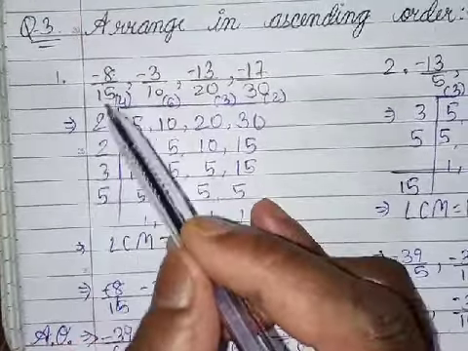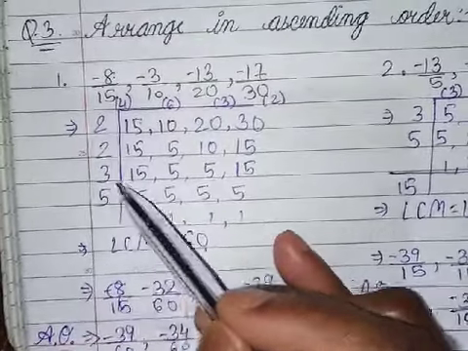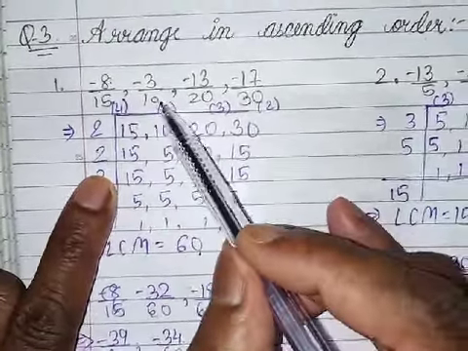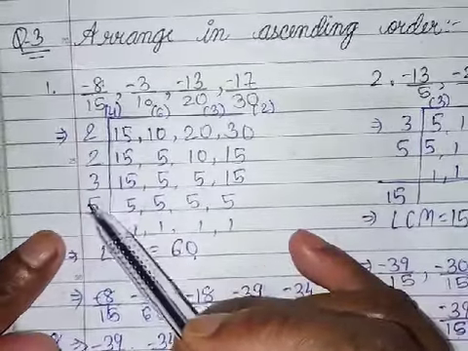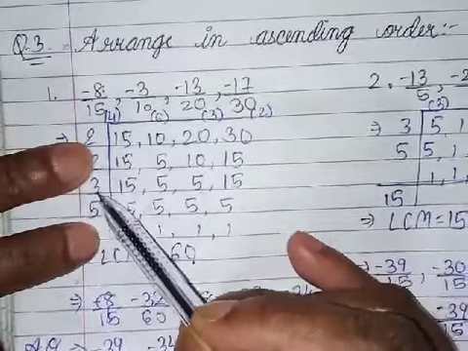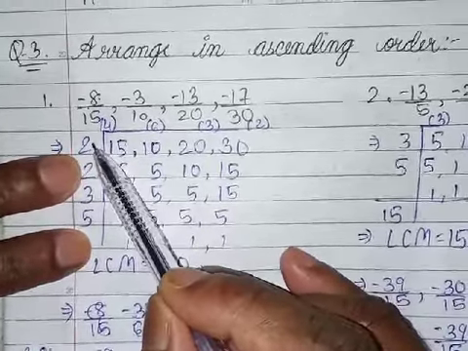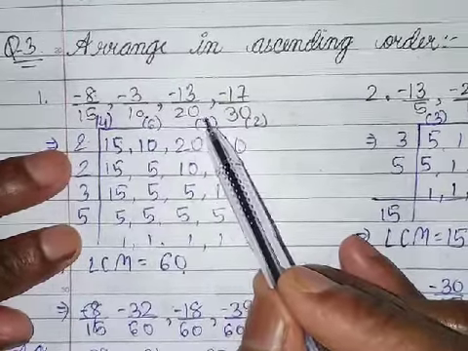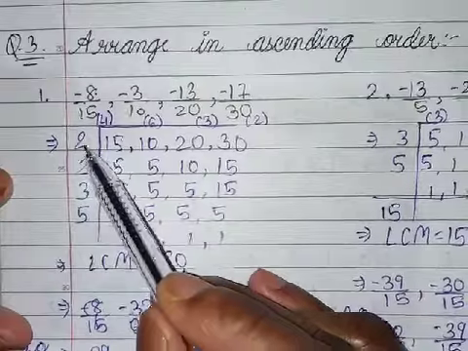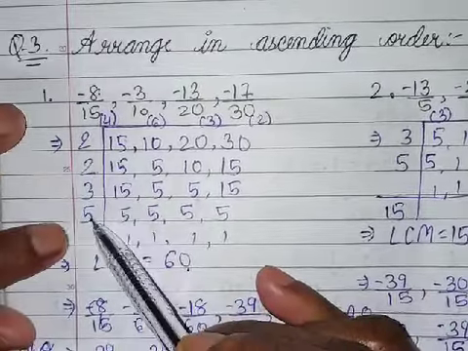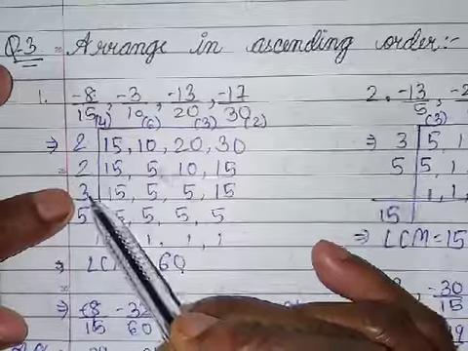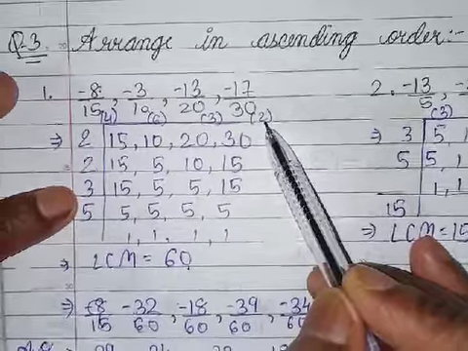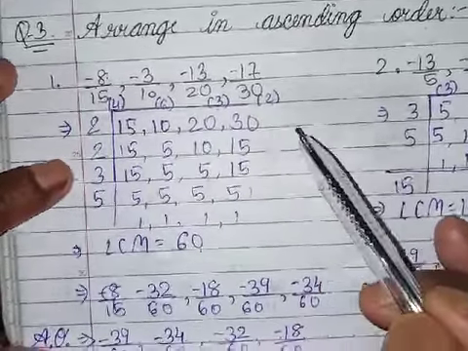What is the denominator? 15. Remove 15 from here, 5 and 3. What is left? 4. So you have to multiply with 4. Now 10. Remove 10 from here, 5 and 2. What is left? 3 and 2, that is 6. So you have to multiply with 6 to get 60. Now 20. So 4, 2 and 5, so you will get 20. What is left? 3. So you have to multiply with 3. Okay, 30. You have to multiply with 2 to get 60.